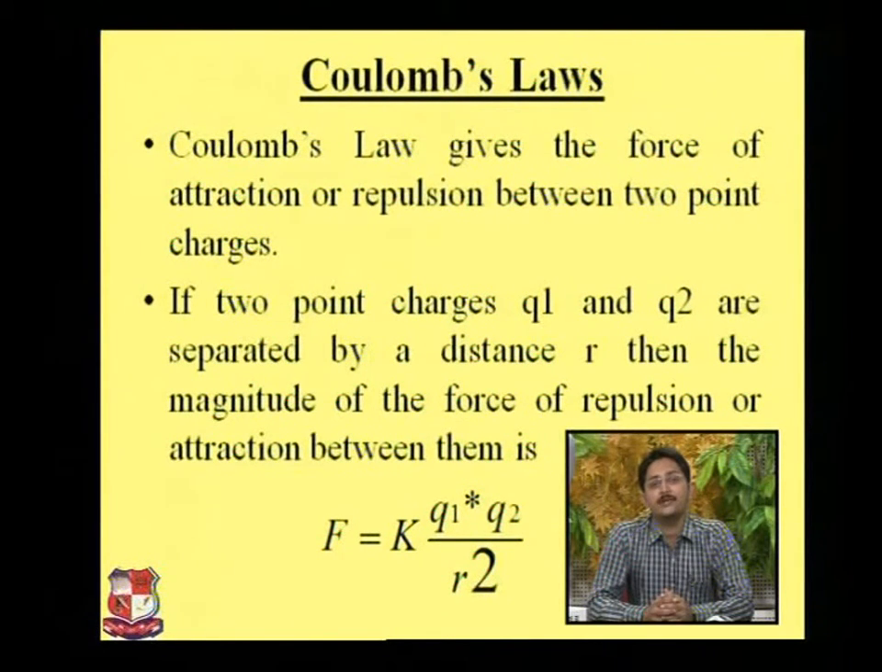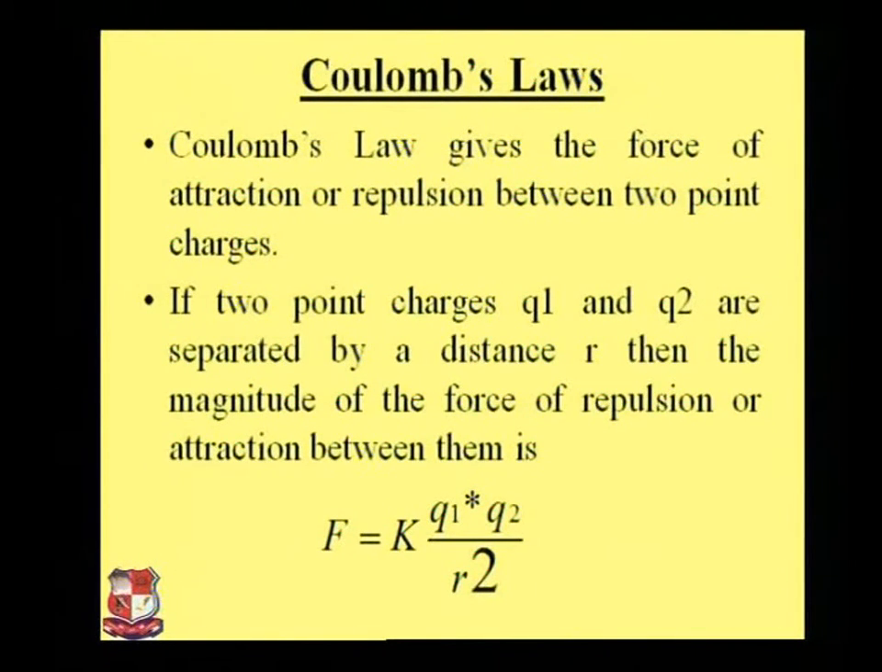Taking an example, if the two point charges Q1 and Q2 are separated by a distance R, then the magnitude of the force of repulsion or attraction between them is given by the equation F equals K Q1 Q2 by R square. K is a constant. By applying this equation, you can easily find out whether the charges repel or attract each other. Now just taking one example of Coulomb's law.